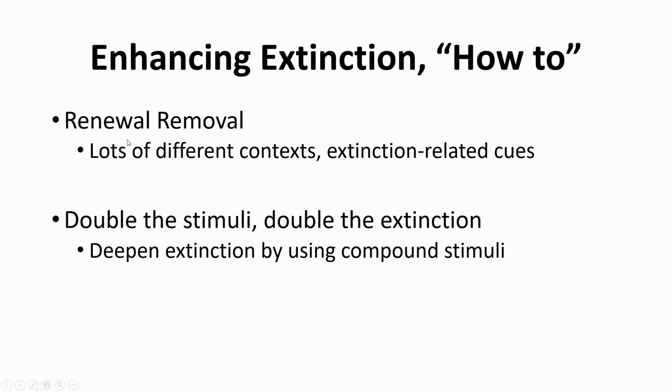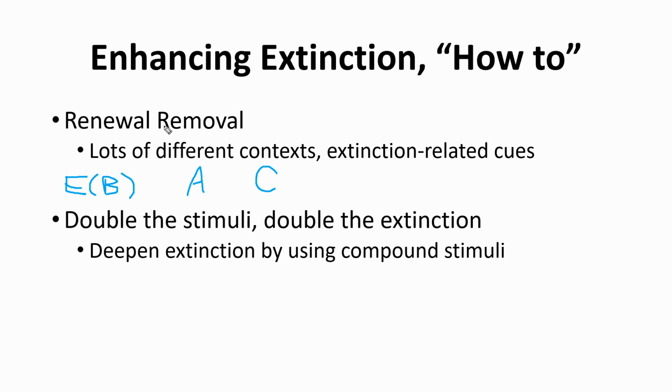If we want to focus on getting rid of renewal, then we want to focus on having lots and lots of different contexts that we could experience extinction in. We mentioned that renewal occurs because extinction is very specific to the context in which it is learned. So if you learn extinction only in context B, then if you go back to A, extinction won't have applied here. If you go to a new context, context C, extinction is not applying there.